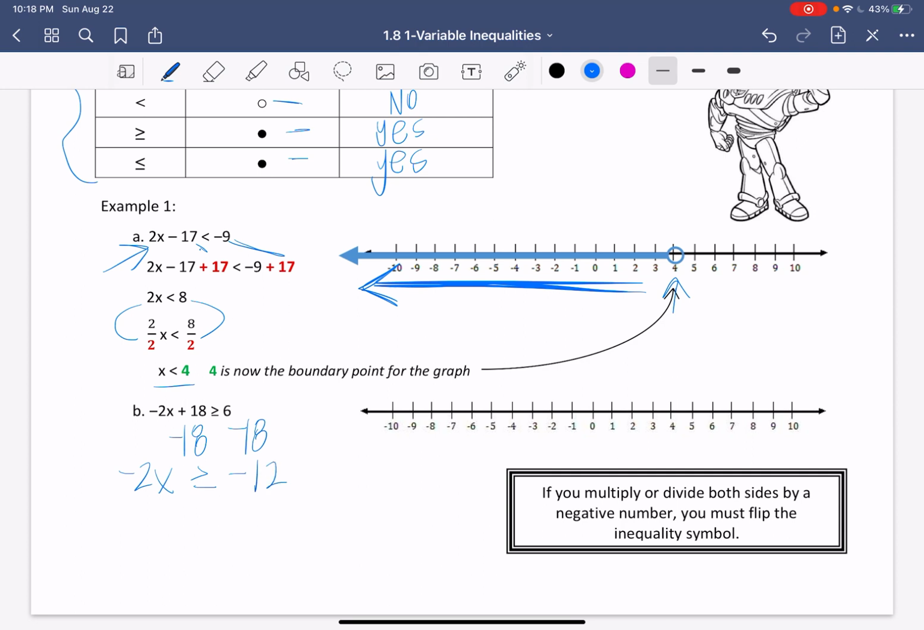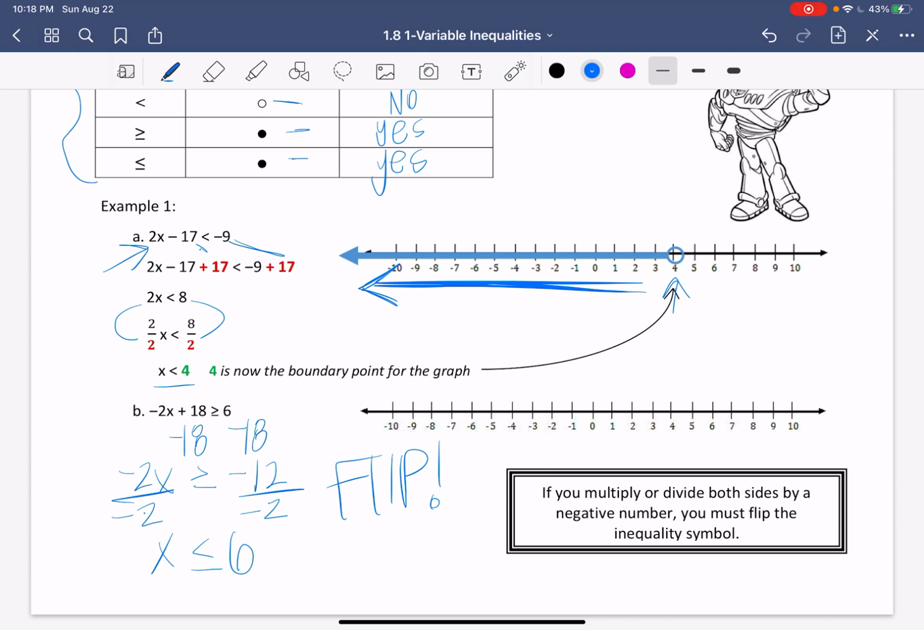And now we're going to solve for that x. So to get rid of that negative 2, it's being multiplied, so we're going to divide it. Okay, and remember your rules with inequalities. When we multiply or divide by a negative, we have to flip our inequality symbol. Okay, so our greater than or equal to now becomes less than or equal to. We're left with x on the left side, and negative 12 divided by negative 2 leaves us with positive 6.